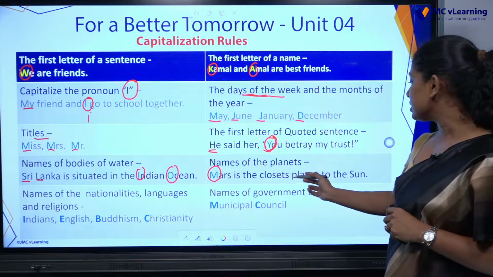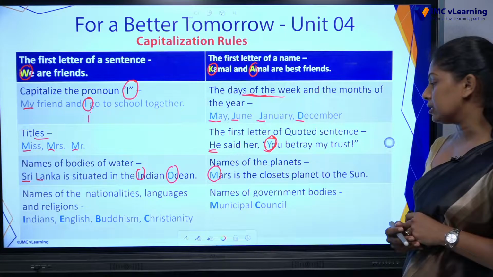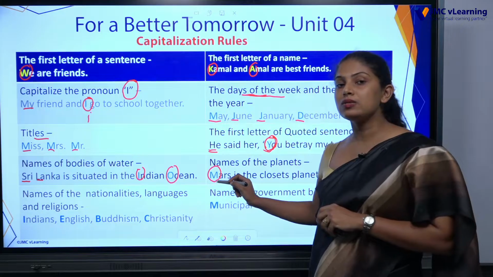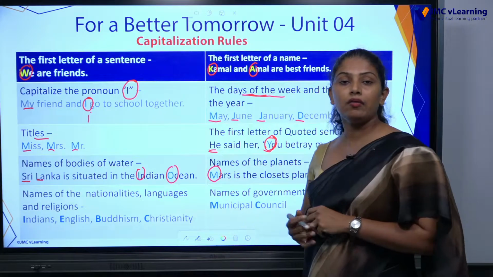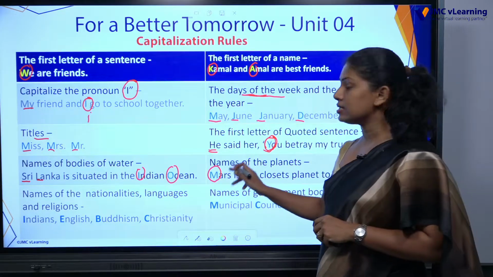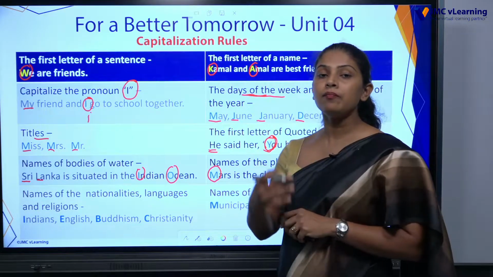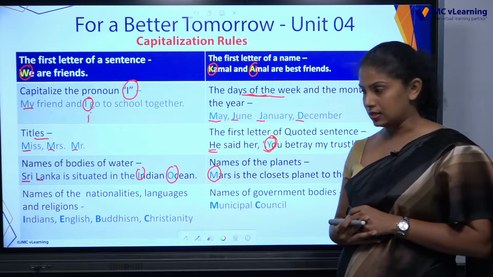Mars is the closest planet to the Sun. Not only because I have started this sentence with Mars have I written it with a capital. Because this is a planet, definitely I have to use a capital letter, even if it is in the middle of a sentence.